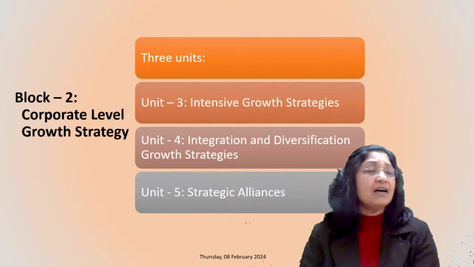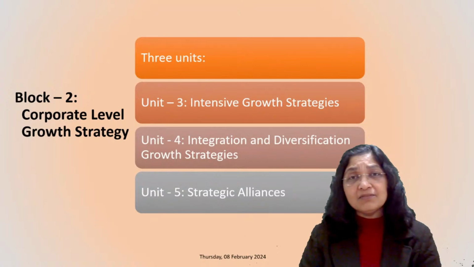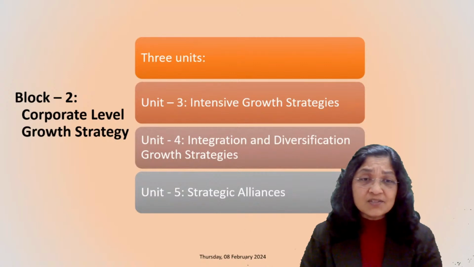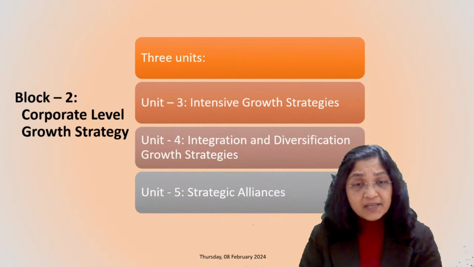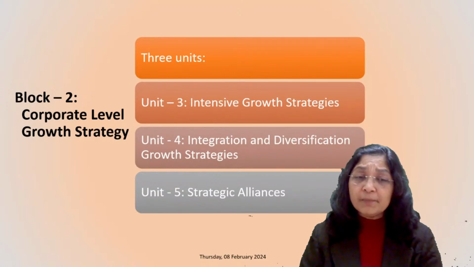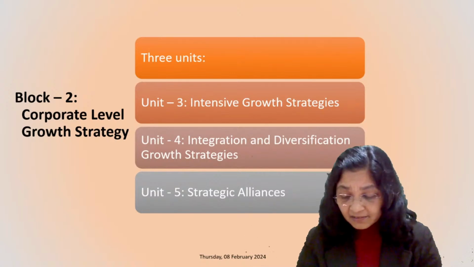As I just told you, this is block 2 of MMPC 017, titled Corporate Level Growth Strategy. It has three units: Unit 3, 4, and 5. Today we're going to do Unit 3 and part of Unit 4. We will continue with the remaining part of Unit 4 and Unit 5 in the third session.